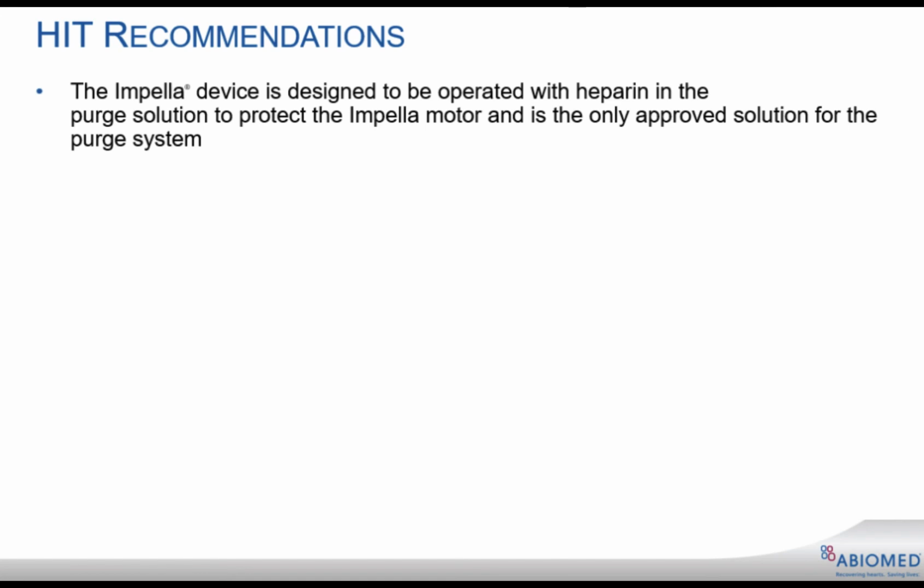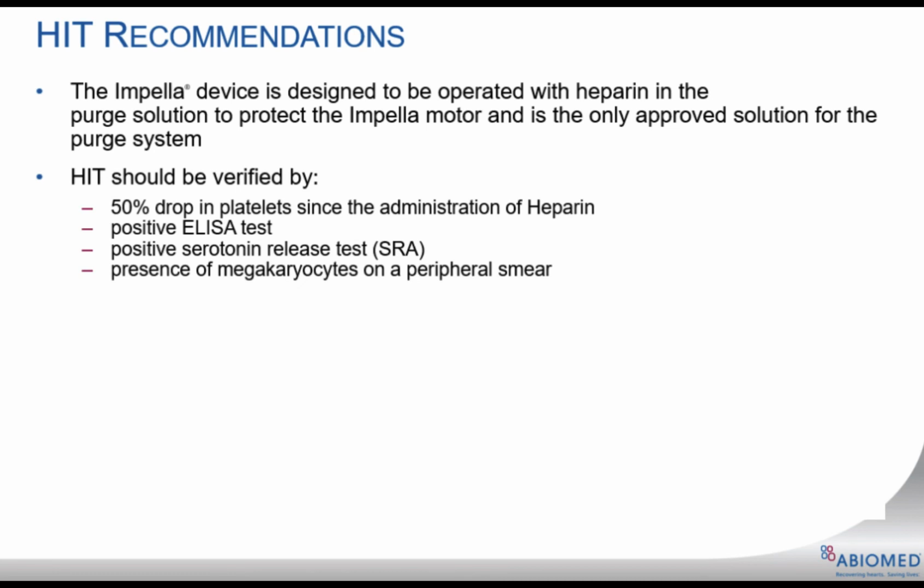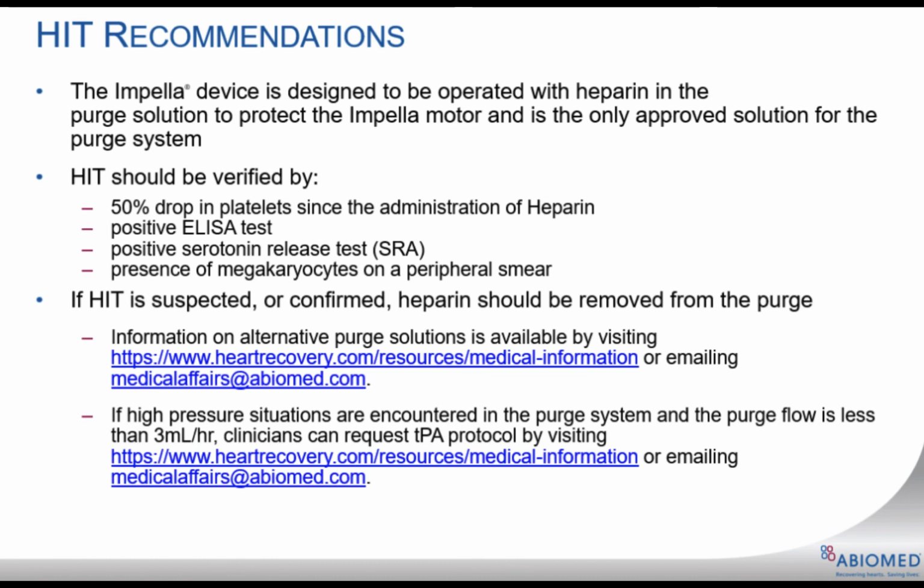The Impella catheter is designed to be operated with heparin in the purge solution. Lab experience reveals that heparin appears to protect the Impella device motor. If clinicians suspect heparin-induced thrombocytopenia, they should verify it by a positive ELISA test and positive serotonin release test. Many experts believe HIT should not be diagnosed unless megakaryocytes are present on peripheral smear. In patients with heparin-induced thrombocytopenia, clinicians should remove the heparin from the purge.